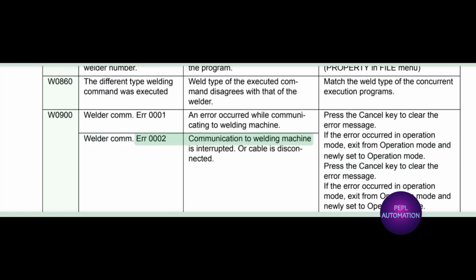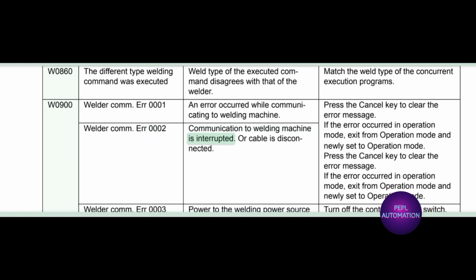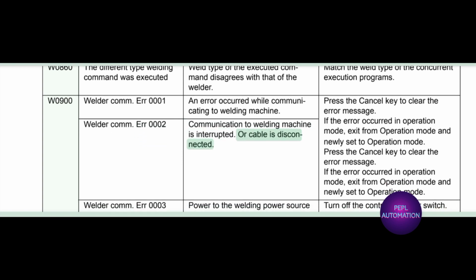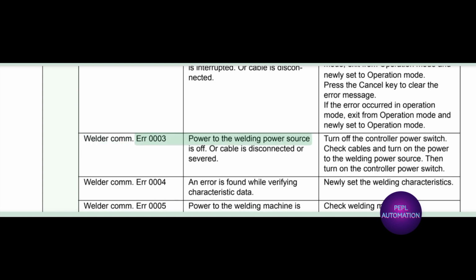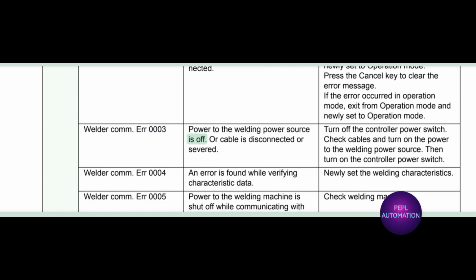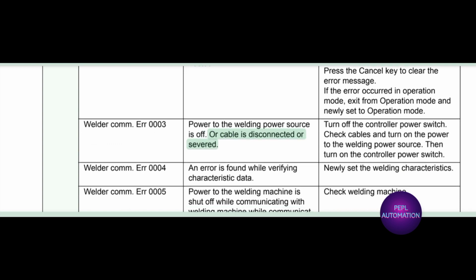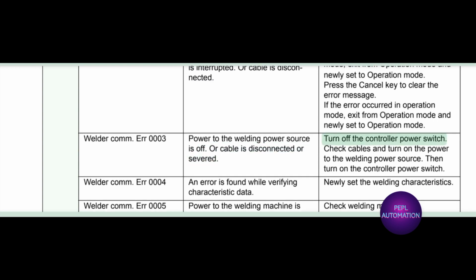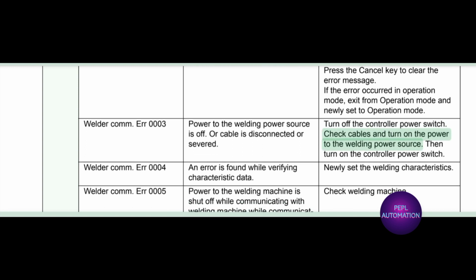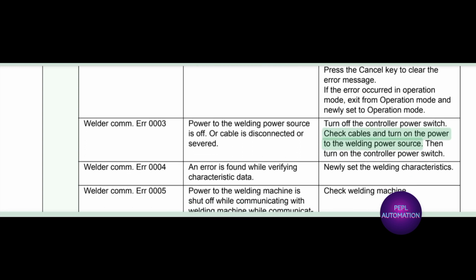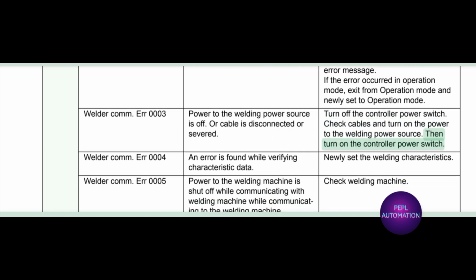Welder.com. Error0002 communication to welding machine is interrupted or cable is disconnected. Welder.com. Error0003 power to the welding power source is off or cable is disconnected or severed. Turn off the controller power switch. Check cables and turn on the power to the welding power source. Then turn on the controller power switch.